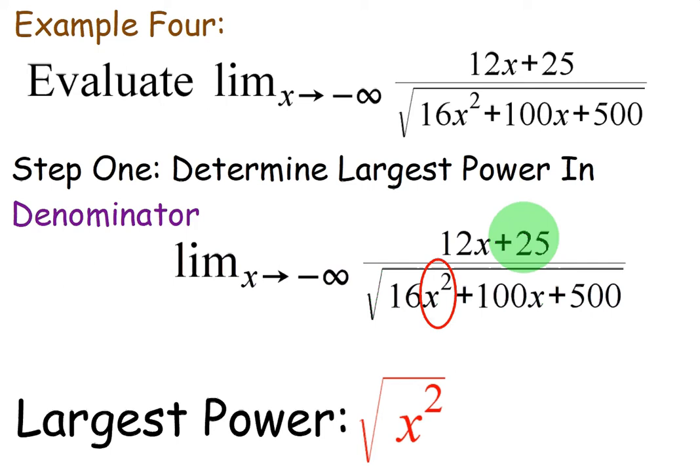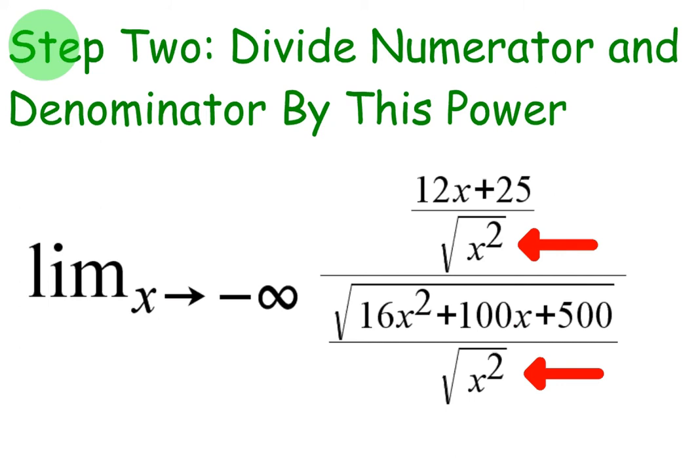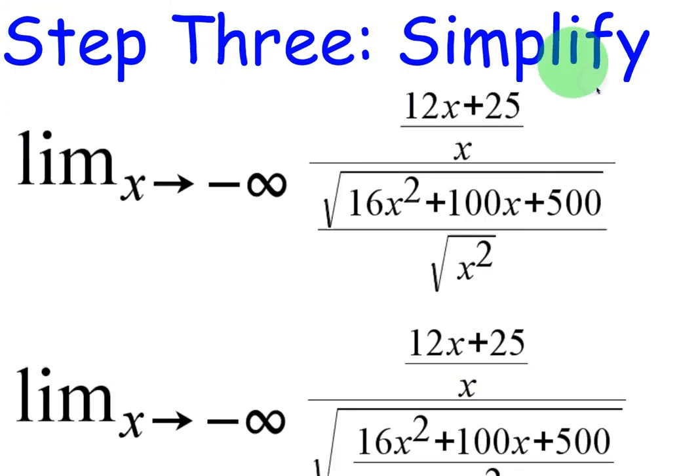Okay, so for our next step, we are going to divide the numerator and denominator by this power. So we're going to divide the top by the square root of x squared and the bottom by the square root of x squared. So you can see for the top I can just write that as x. For the bottom I want to leave it that way so I can distribute into this radical. Step 3 is to simplify. So again, the top I'm just going to write that square root of x squared as x. The bottom I'm going to leave it that way.